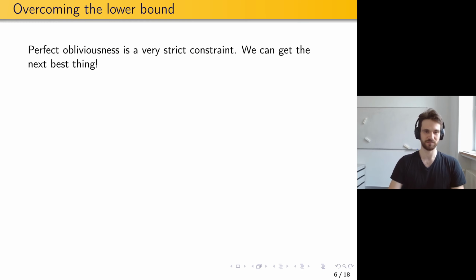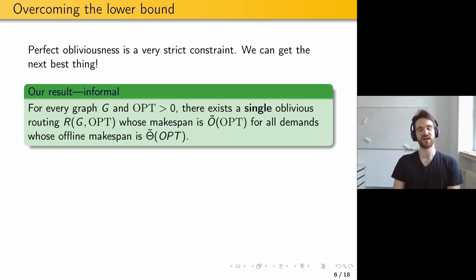But I would like to say you can get the very best next thing. You cannot be perfectly oblivious because it's a very strict constraint, but this is what you can get. Let me parse this for you. Given a graph G and an optimal solution value opt, there exists a single oblivious routing R that depends on G and opt, whose makespan is Õ(opt) for all demands whose offline makespan is Θ̃(opt).